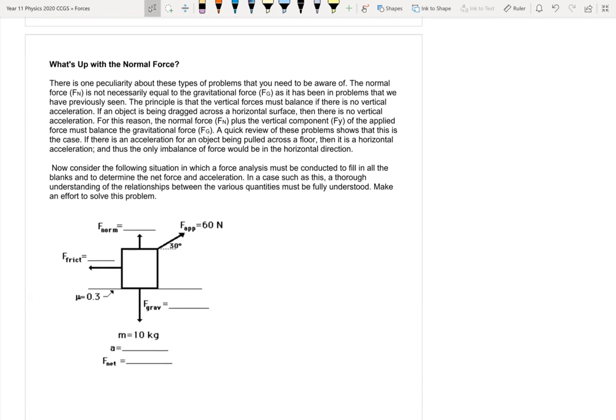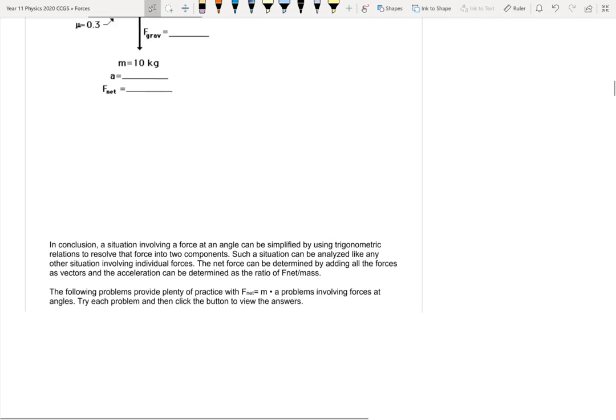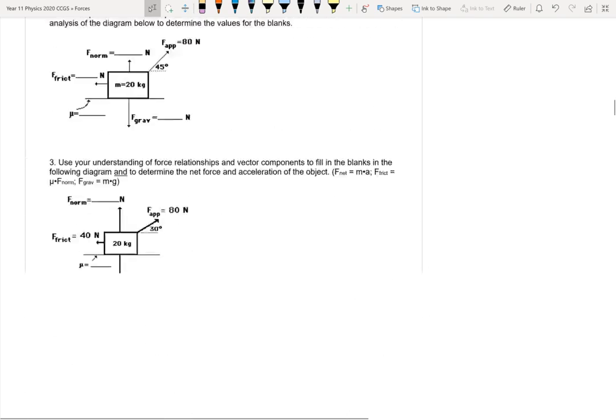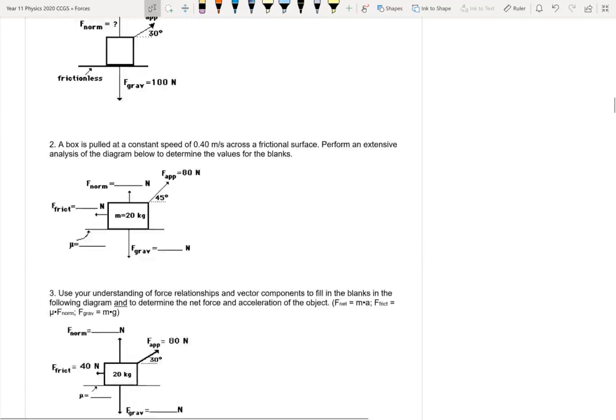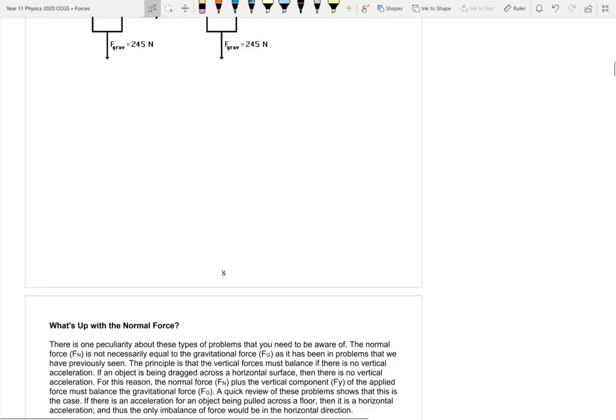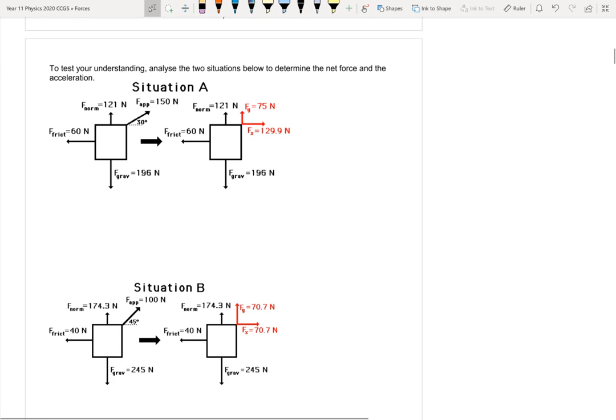And then if you're daring enough, you've got 20 minutes left. Do the next page, do the next page, do the next page. Page 10, 9, and 8. Get going, please.